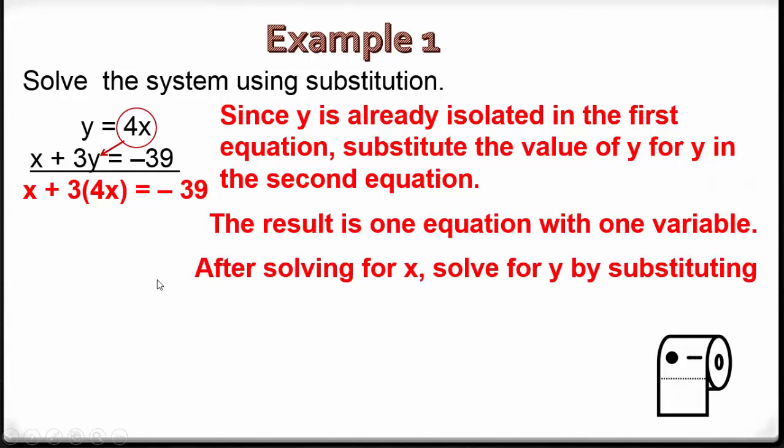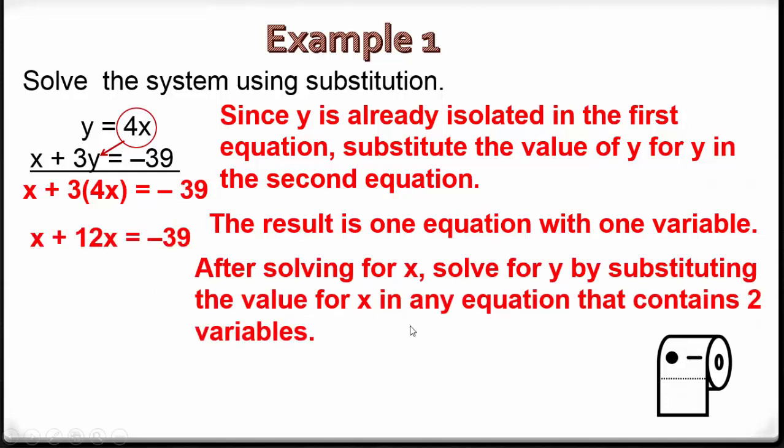After solving for x, solve for y by substituting the value for x in any equation that contains the two variables, either in here or here, so let us do that. And here 13x is equal to negative 39. That means we have x is equal to negative 3.